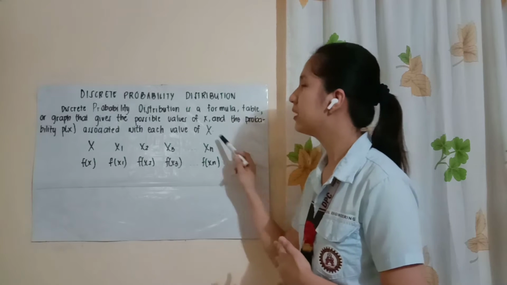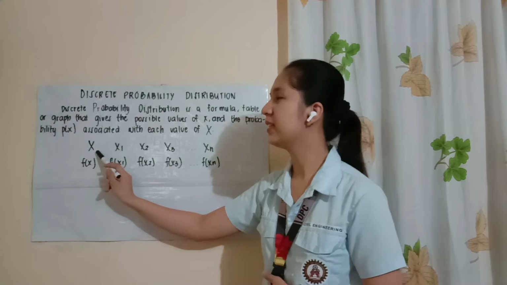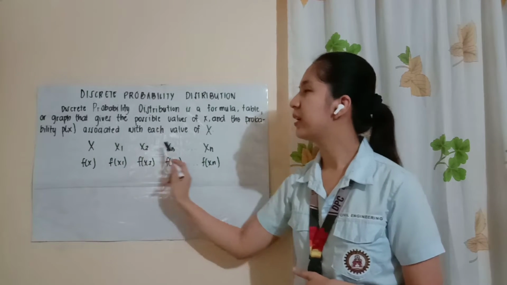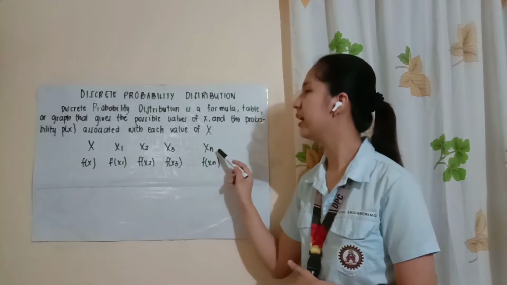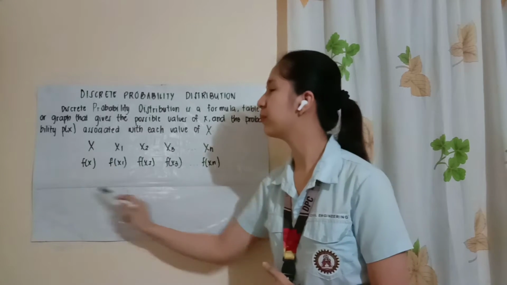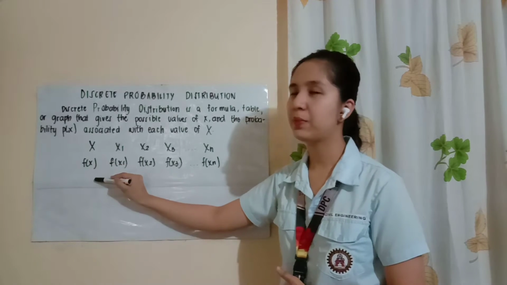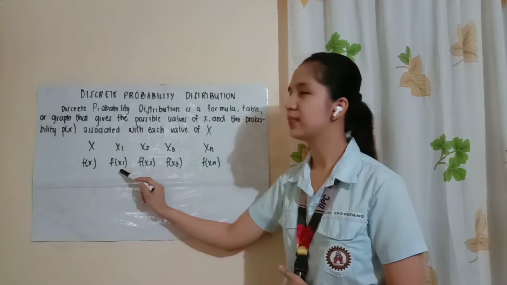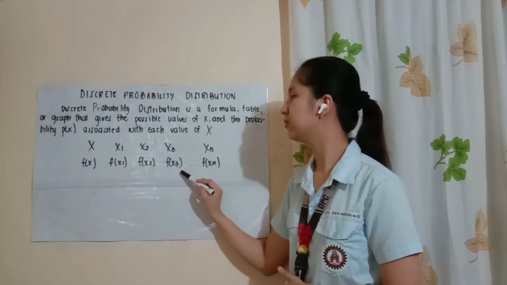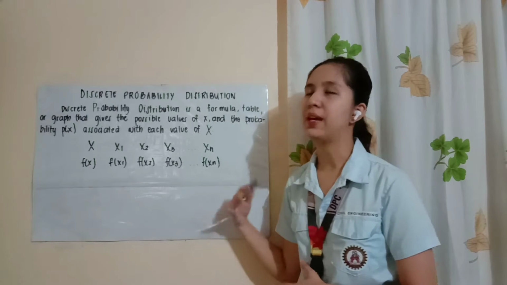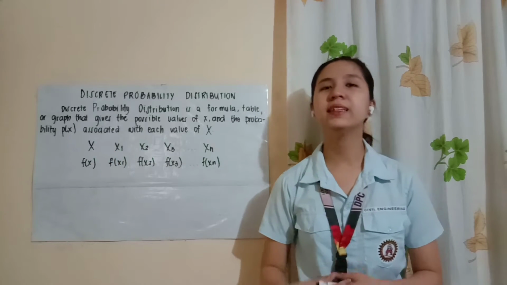So, dito sa discrete probability distribution, makikita natin yung random variable x natin and then yung corresponding values nun. We have, for example, here, we have x sub 1, x sub 2, x sub 3, and so on and so forth. So, ito yung magiging formula natin. And then, dito sa baba naman, we have f of x, yung probability ni x. And then next, we have f of x sub 1, probability ng value ng x sub 1. And then we have f of x sub 2, f of x sub 3, and until f of x sub n. So, ito yung formula na ginagamit natin or yung table in discrete probability distribution.